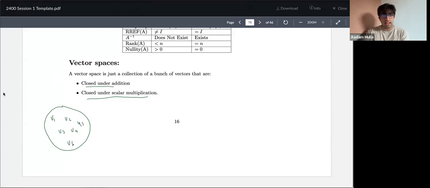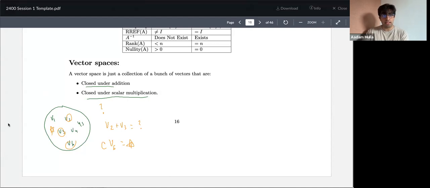Closed under addition means that if I take two vectors in my space, so I select two random vectors in my space and add them, so I do v2 plus v3, and I get some result, okay? That result must also be contained in the vector space. If that result moves me out of the vector space, then we're not closed. So closed under addition means if we do addition on the vectors in our vector space, we better stay inside our vector space. Same thing with scalar multiplication. If I take a random vector v6 and multiply it by some constant c, my output has to be in the vector space.